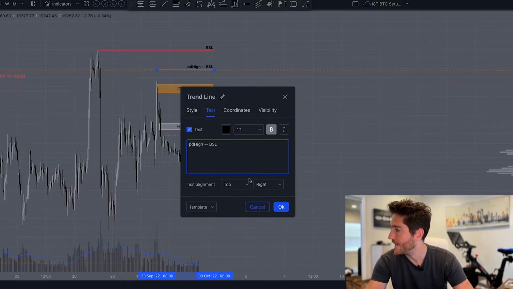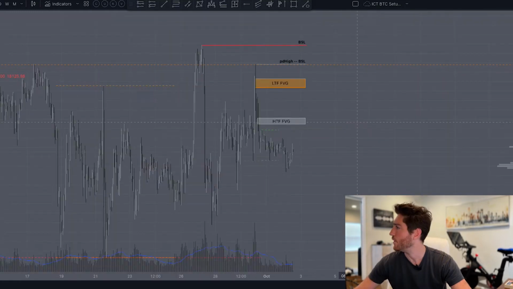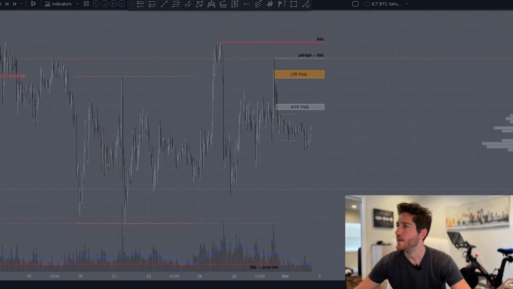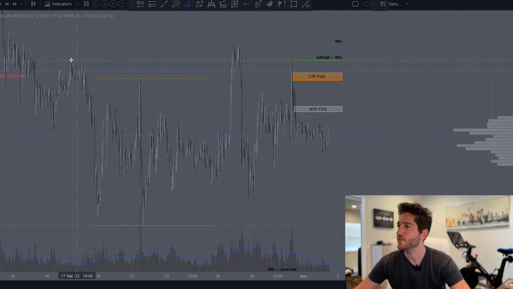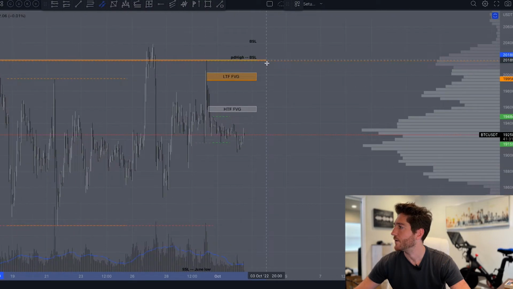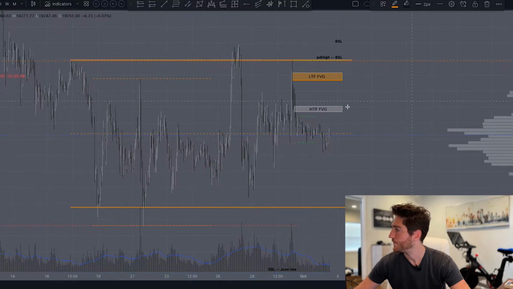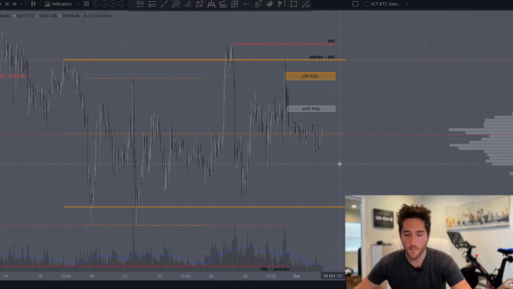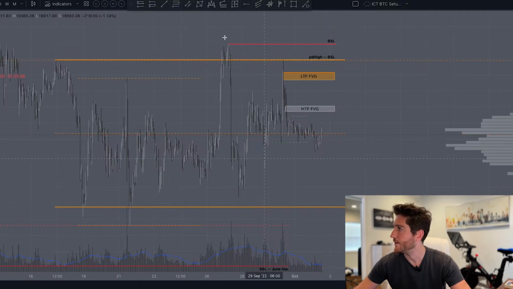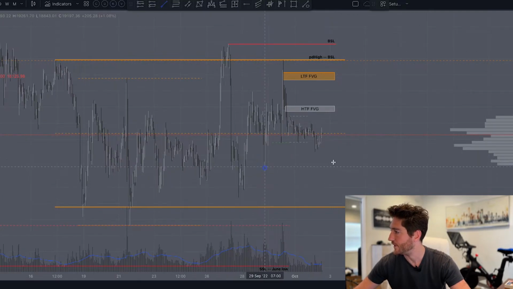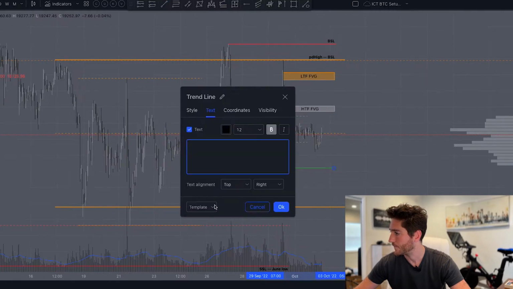BSL. Fantastic. Maybe we're also a channel trader. Maybe we love trading ranges. We can put a channel here. Amazing. So I'm starting to set up these key levels for my day. Last thing here, just to show the opposite side. Excuse me for the lag if you see it on your side. Sell side liquidity. All right. Really simple for me.